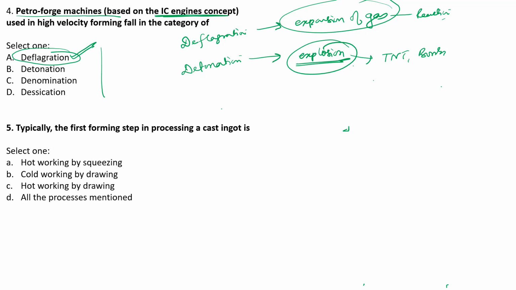Typically the first forming step in processing a cast ingot is, so when we have the cast ingot, the first process is hot working by squeezing. This is the squeezing mechanism. Okay, because in the case of squeezing we try to decrease its cross section by applying some force using the press or hammer. Okay, cold working it will not be there, hot working by drawing no.